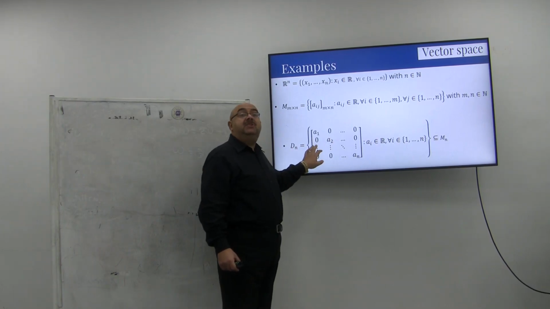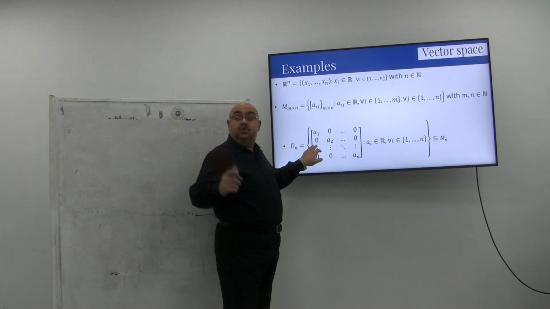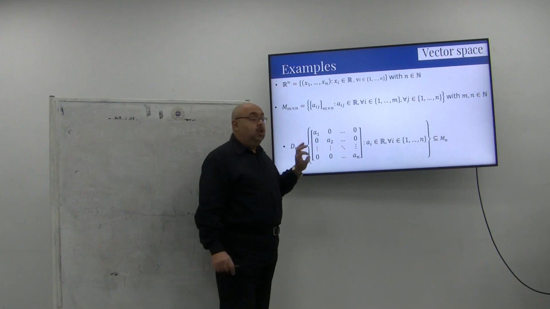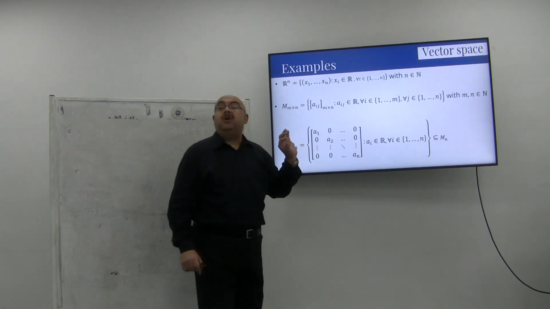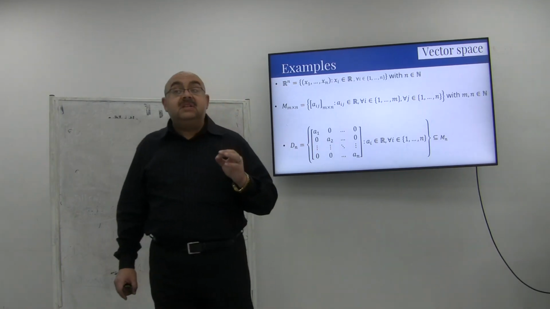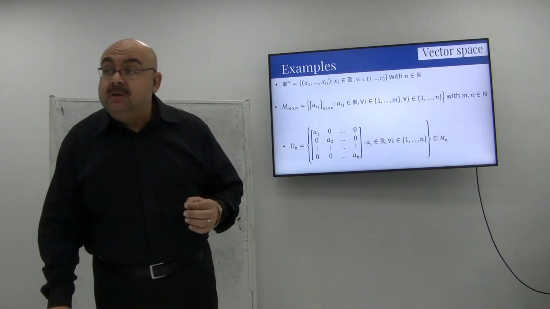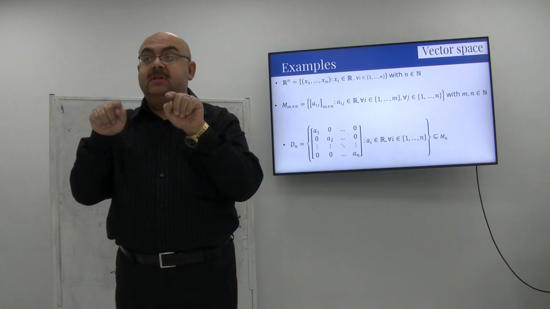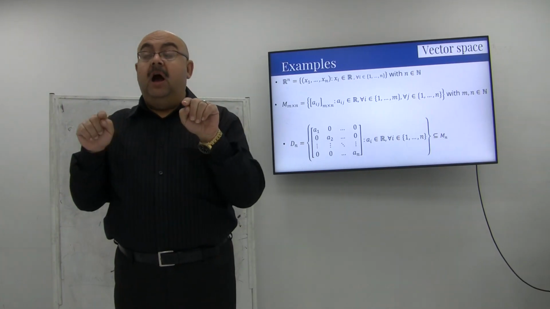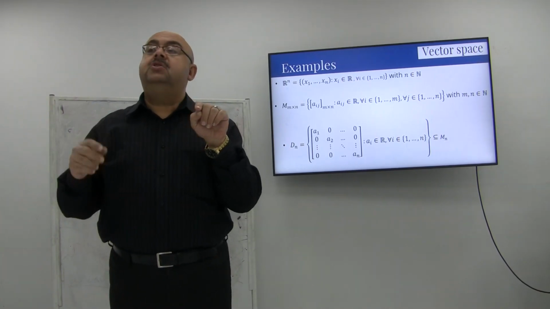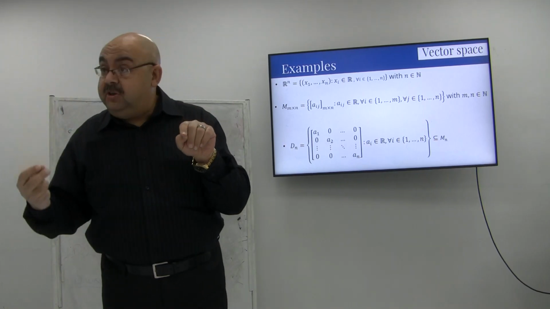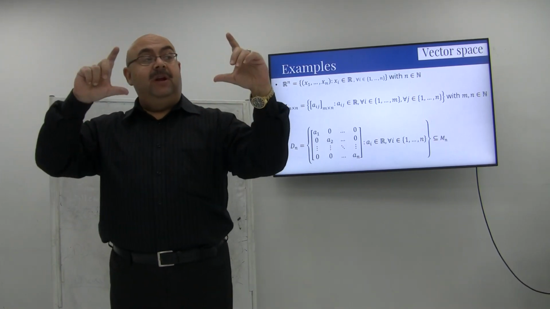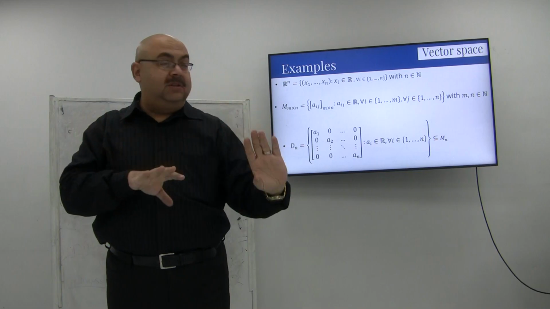Does this set represent a vector space? Think. A set of m by n diagonal matrices, does it represent a vector space? How do I think about it? I look at any diagonal matrix. First thing, does it contain a zero matrix? Yes. It's going to be diagonal, but all the elements are zeros, so it already exists.